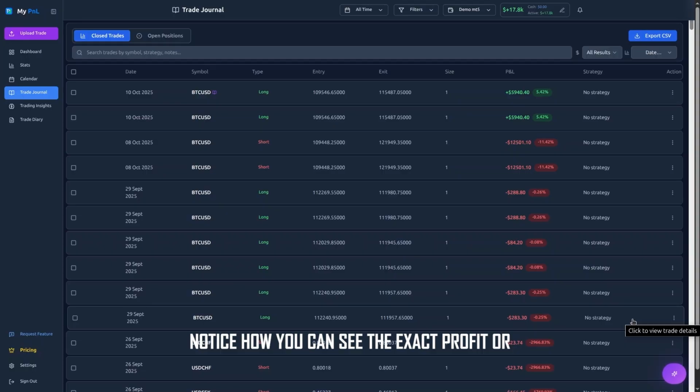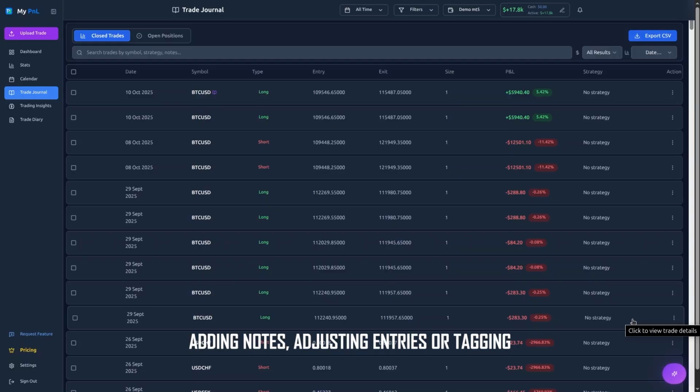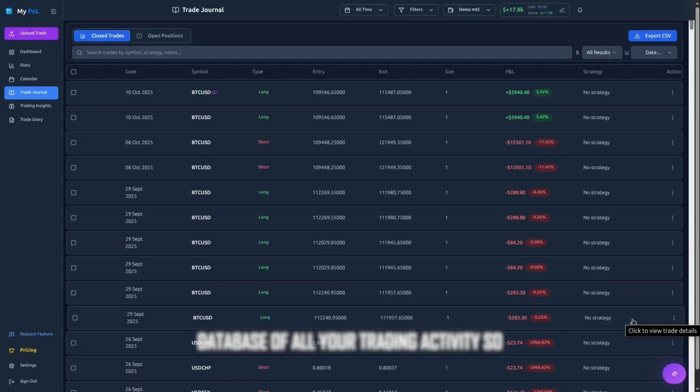Notice how you can see the exact profit or loss for each BTC USD trade along with the strategy used, or in this case, market, marked as no strategy. The best part, this isn't a static report. You can click into any trade to edit it, adding notes, adjusting entries, or tagging a strategy. This allows you to build a rich searchable database of all your trading activity so you can later analyze what's working and what isn't. It's your entire trading history organized and actionable right at your fingertips.